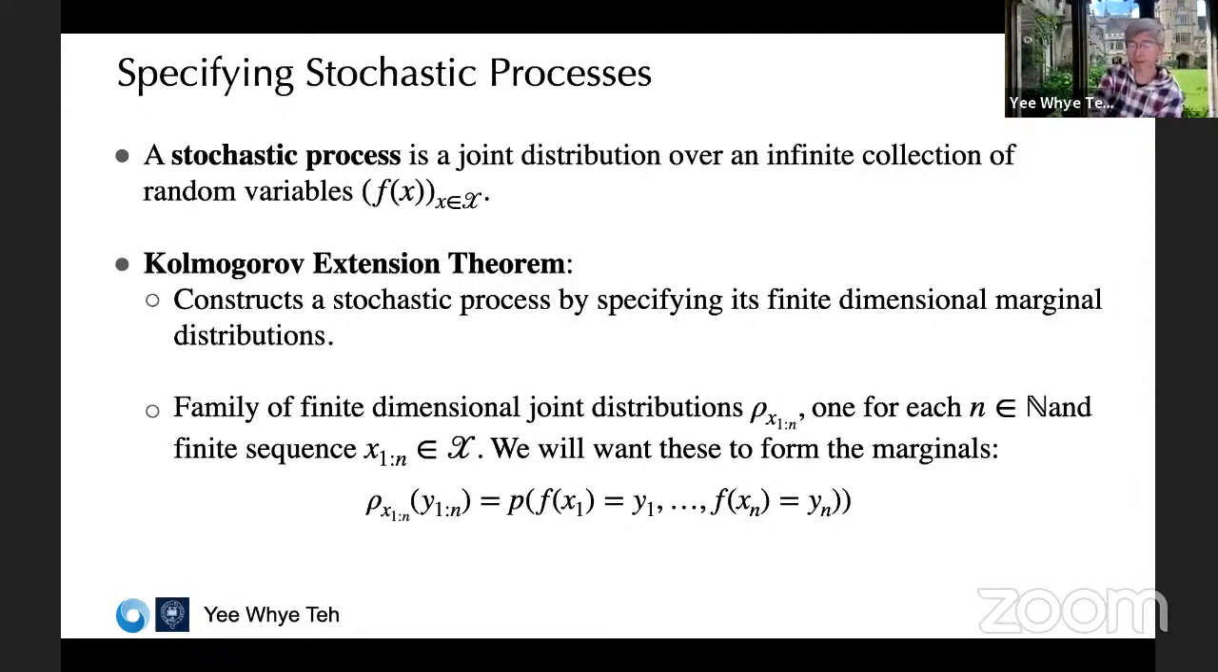And the corresponding theorem, the most basic one, is called the Kolmogorov extension theorem. Okay. So here's the way that the Kolmogorov extension theorem defines a stochastic process. As I said before, a stochastic process is a joint distribution over an infinite collection of random variables. Okay, it's an infinite collection because for each x in our input space, f of x is a random variable, and this input space could be infinite, could be countable or even uncountably sized. Okay. Right. So the Kolmogorov extension theorem allows us to construct a stochastic process by specifying its finite dimensional marginal distributions, in the same way that we do with Gaussian processes.